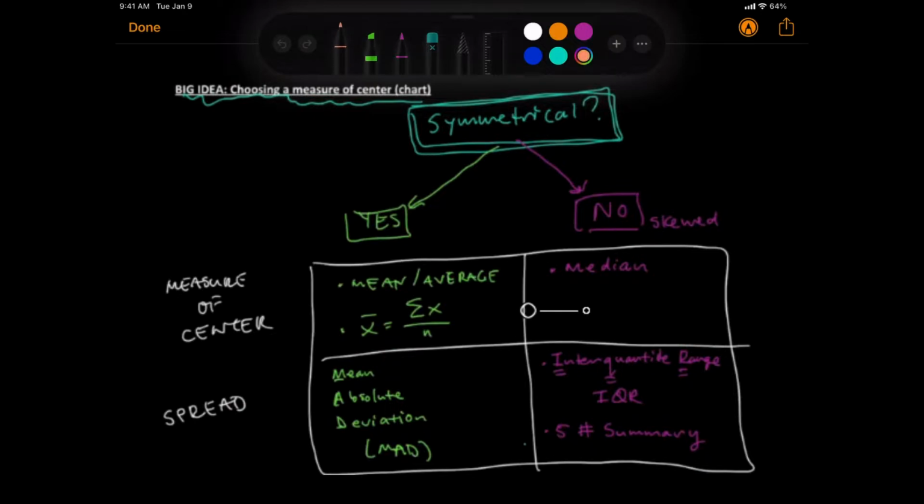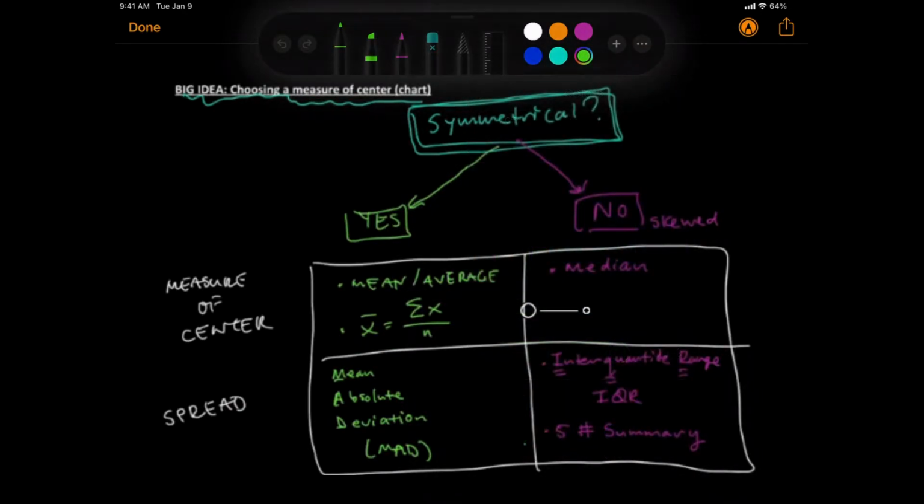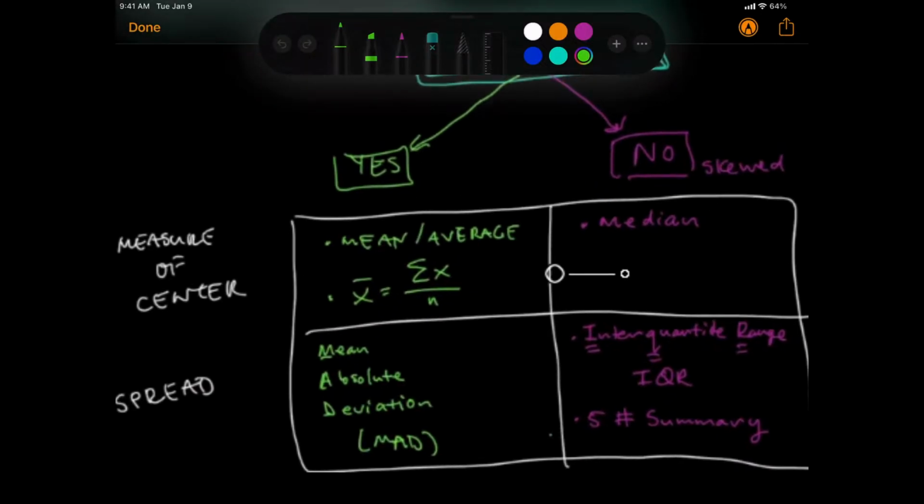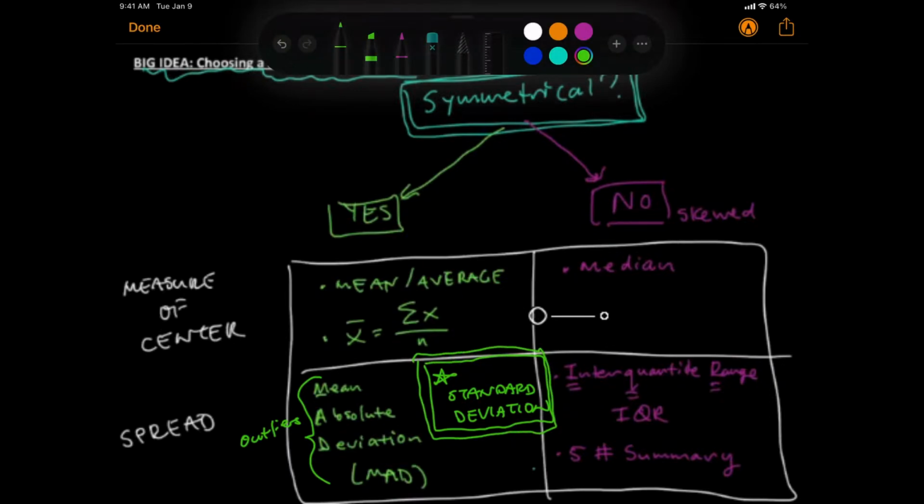I wanted to add to this. The mean absolute deviation is also good sometimes when you have some outliers, even within this. But the best one to use for spread is the standard deviation. So when you are symmetrical, the best measure of spread is the standard deviation.